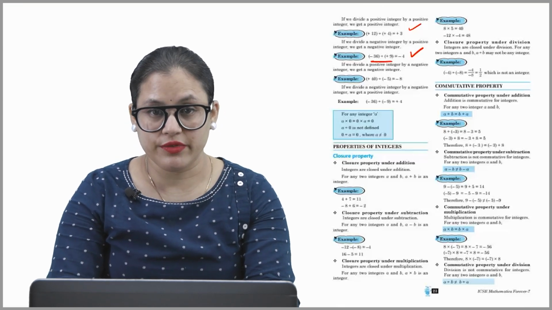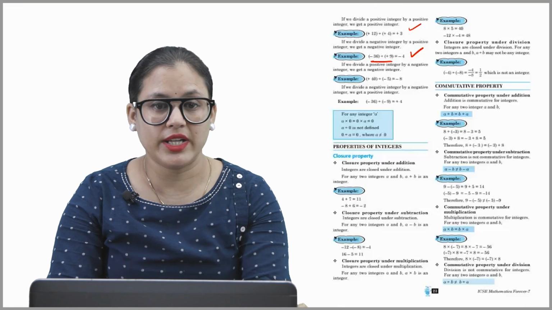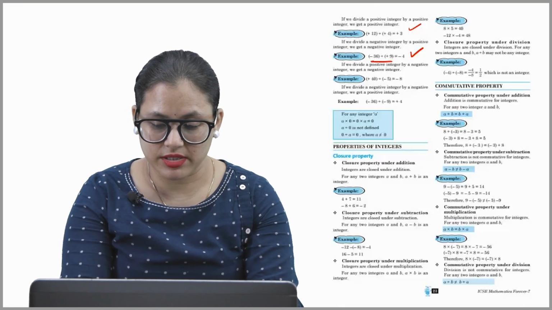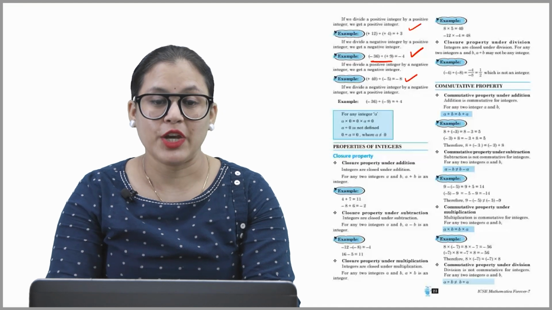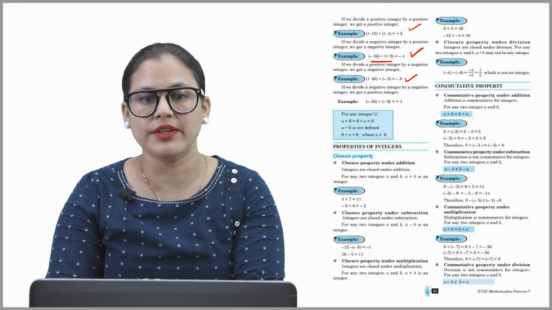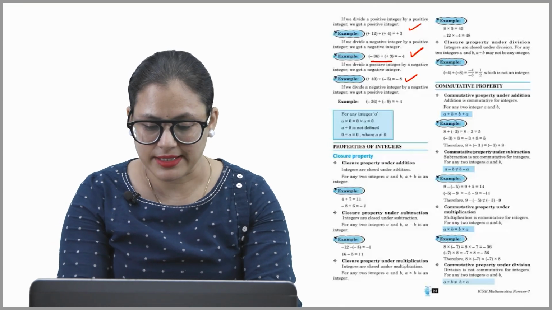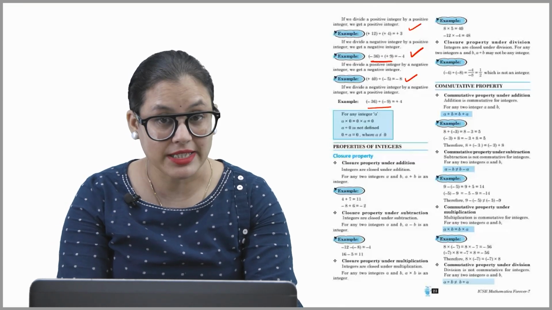If we divide a positive integer by a negative integer, we get a negative integer. Okay, means +40 divided by -5 is -8. If we divide a negative integer by a negative integer, then in that case we get a positive integer. For example, -36 divided by -9 is +4.